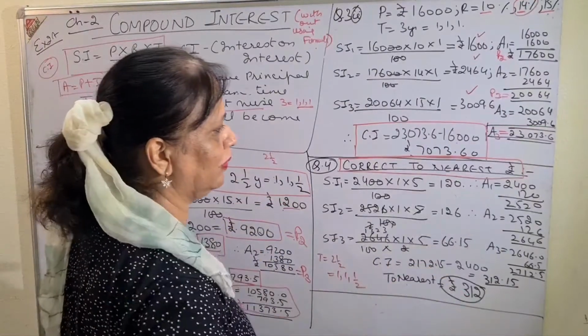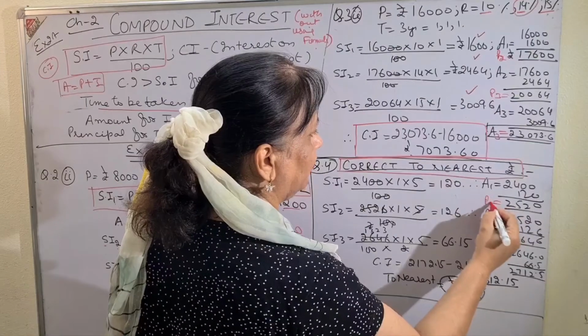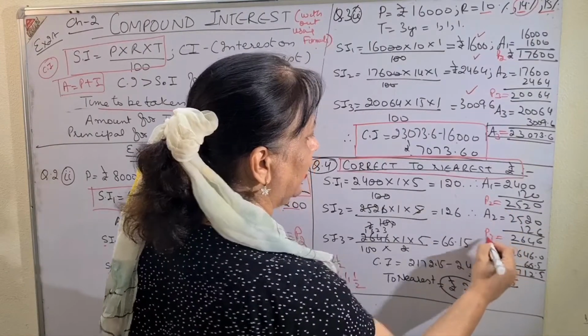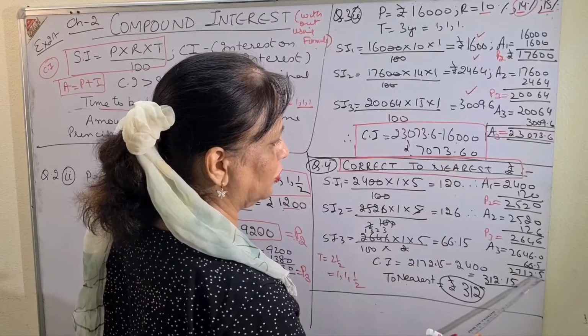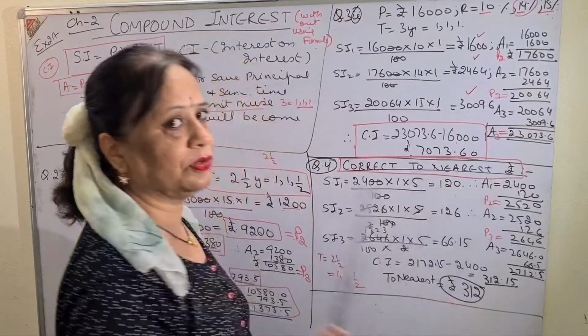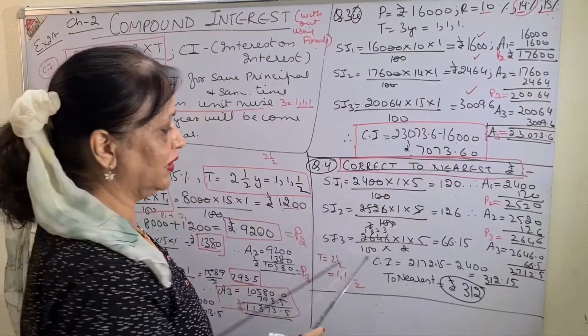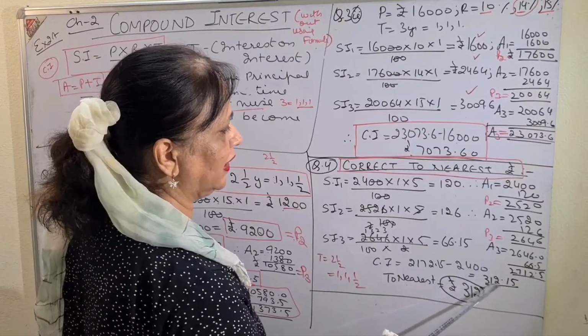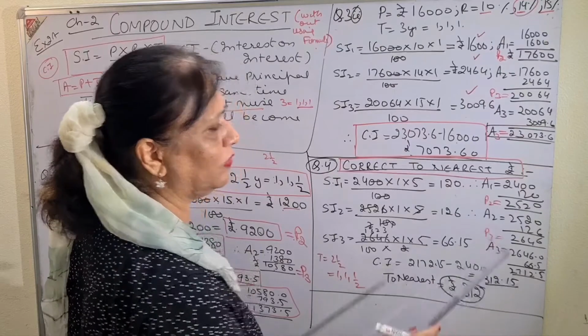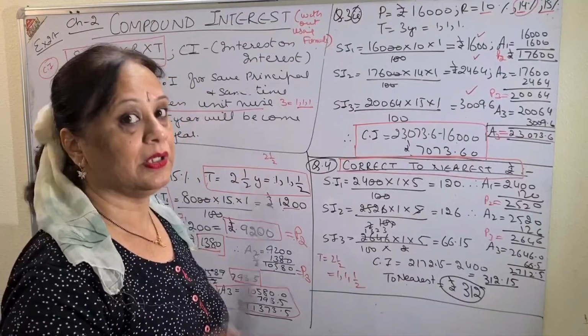Then amount 1 will become the principal for the second year, P2. Similarly this is P3, and you will get the amount. At the last you will get amount 2712.5, and they have asked you to calculate the interest. So interest will be final amount minus original principal. This is 312.15. So you will say, ma'am, what is the difference? It is the same, no, children.